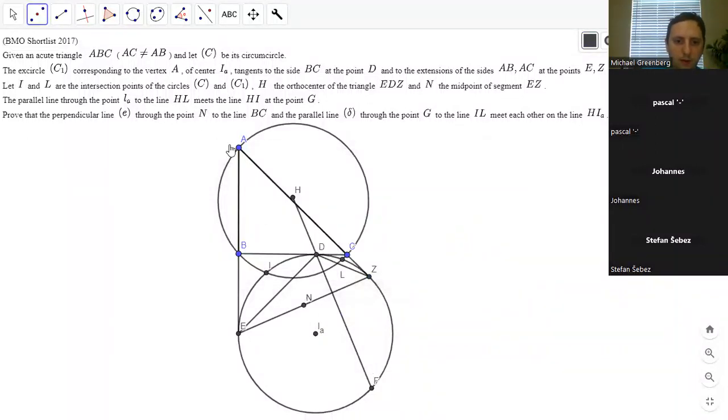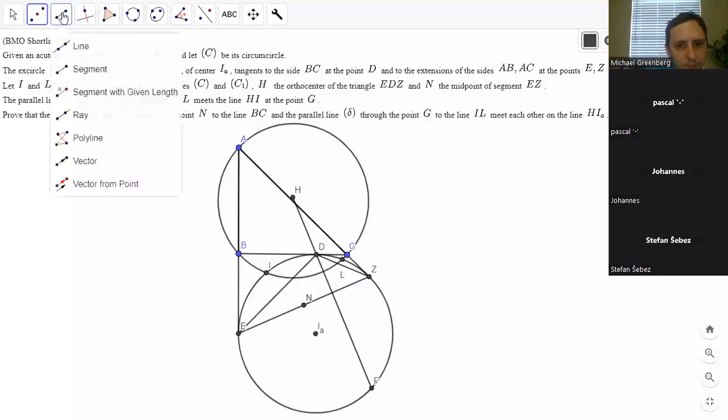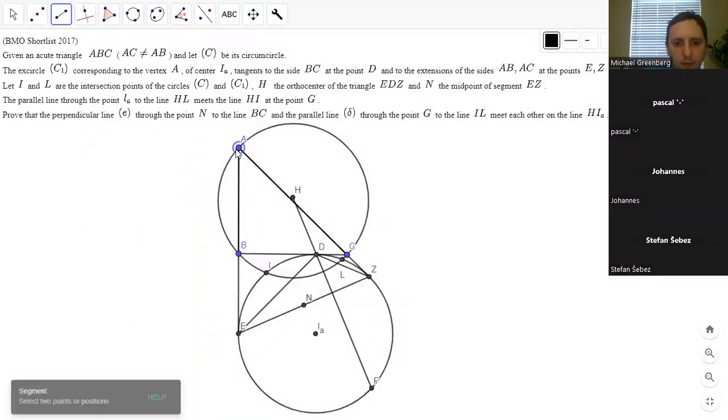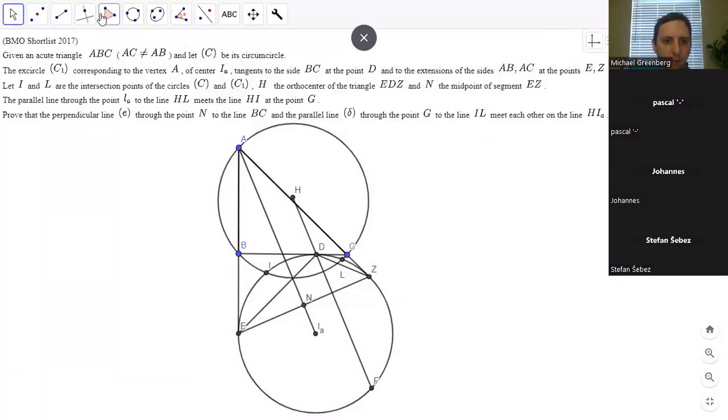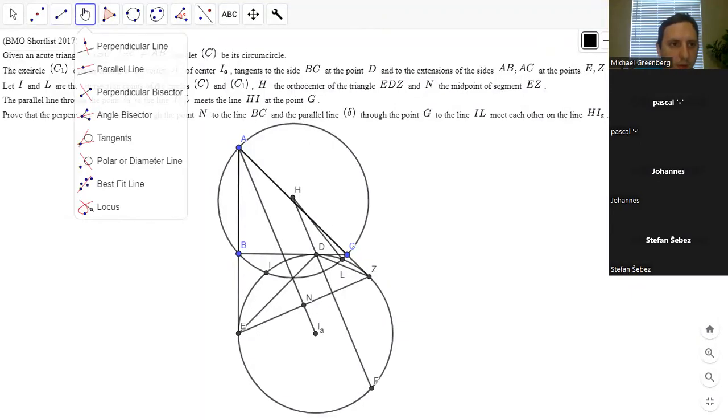So yeah, this should be the angle bisector. I might as well draw it. So that's the angle bisector. It passes through the midpoint of arc BC. I'm not going to draw that right now. And a parallel through the point IA, it should be IA I'm guessing, to HL. So we draw HL, and we see where it meets the line HI. So that's kind of interesting.